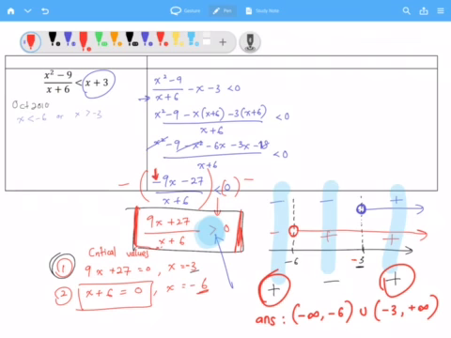If the question asks you to write in interval notation, or to illustrate the solution on the real number line, your answer should be up until this point only. So that is the answer for this question.